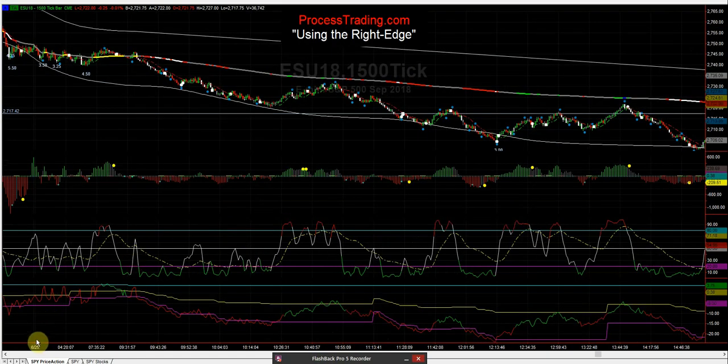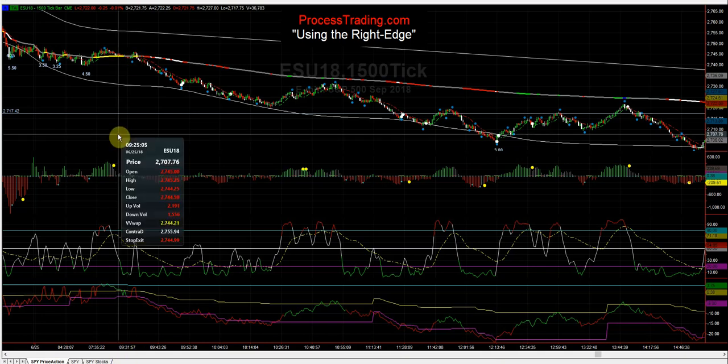Now we can see from even the overnight hours, here's 625 where it started right here, and it just started on a steady and slow descent. Here's the 9:30 time frame right here.